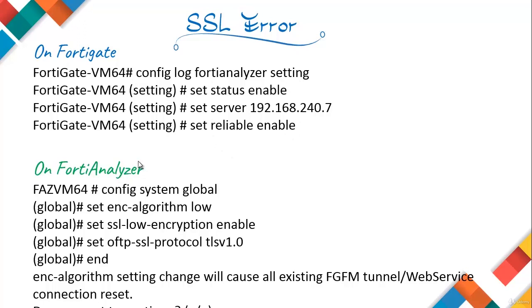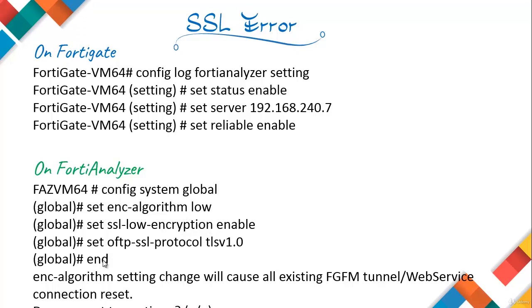Now in FortiAnalyzer, what you need to do, that is the important stuff. Go to the global configuration mode, set encryption algorithm to low and set SSL low encryption enable. After that, the protocol that should be used for SSL will be TLS version 1.0.